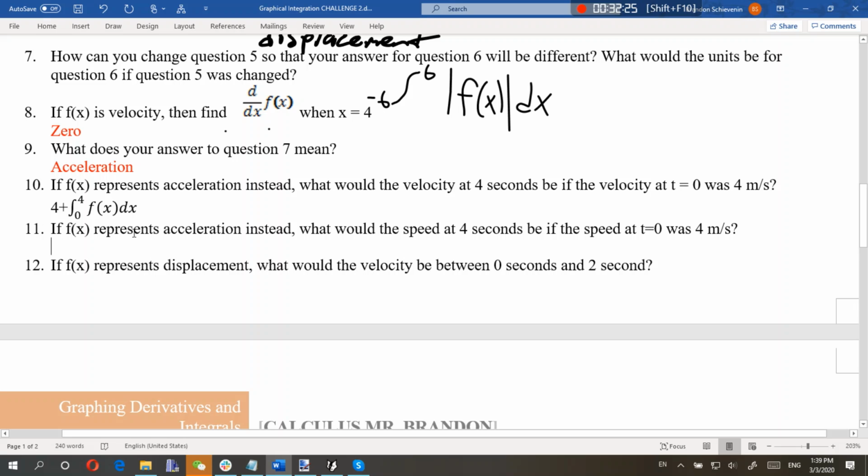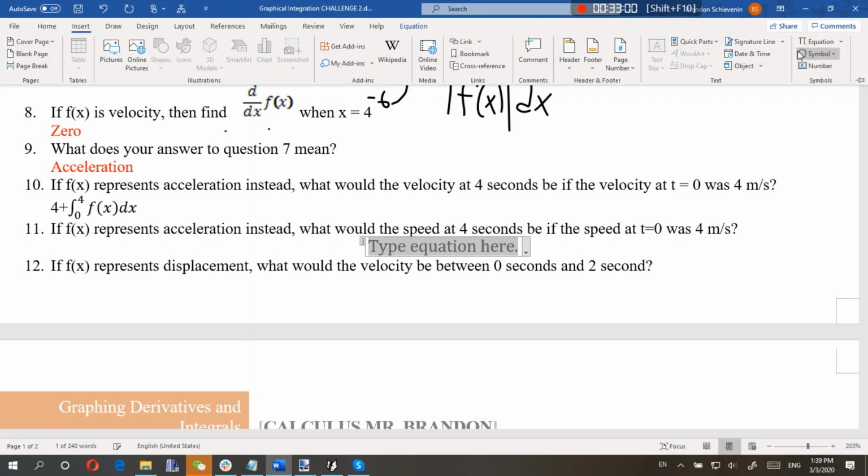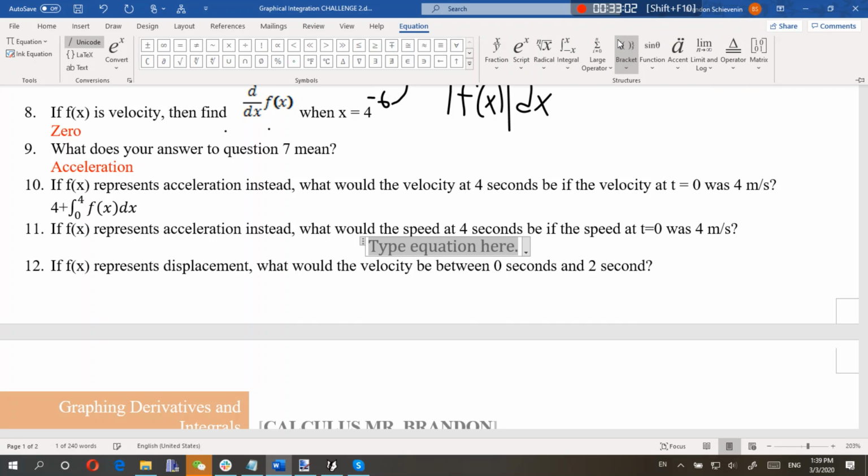Okay, if f of x is acceleration, how would I find the speed? So how could I change this to find speed? What's the difference between speed and velocity? Direction doesn't matter, so absolute value, perfect. So the math is exactly the same, only we're taking the absolute value of our final answer.